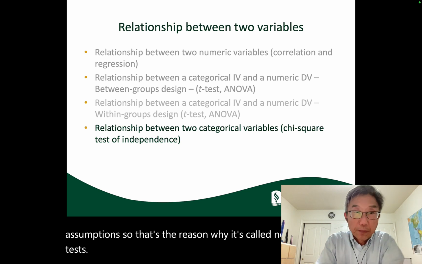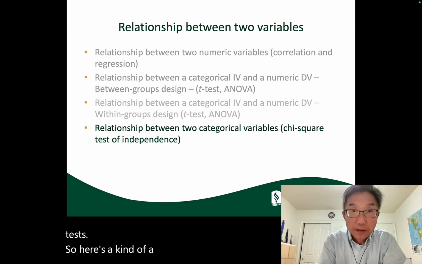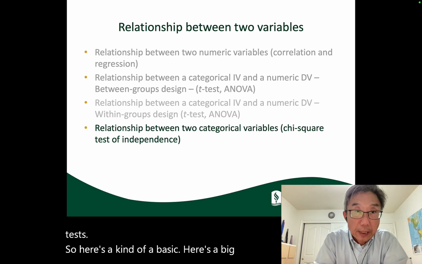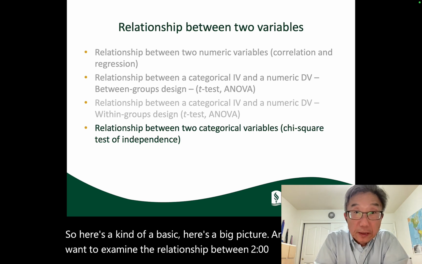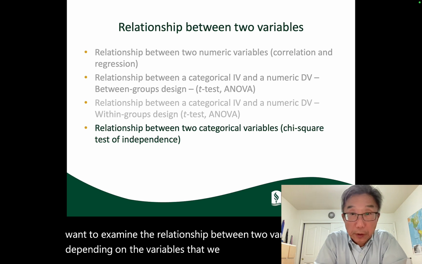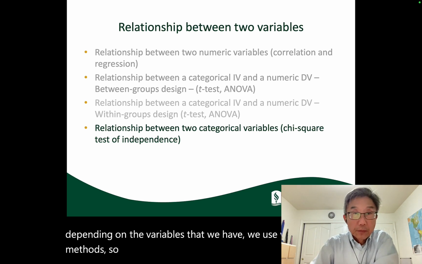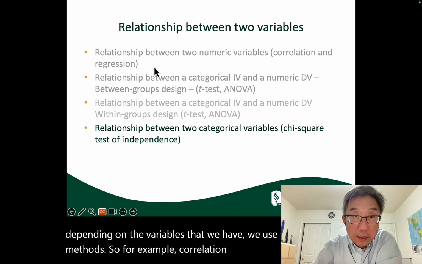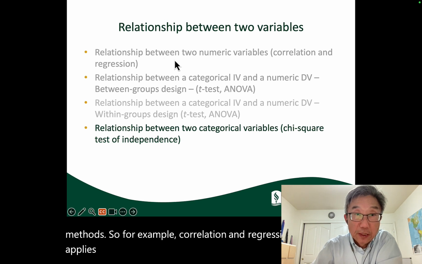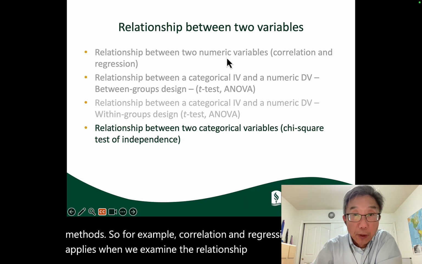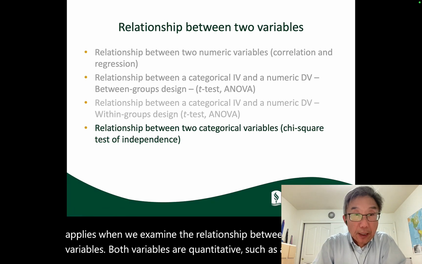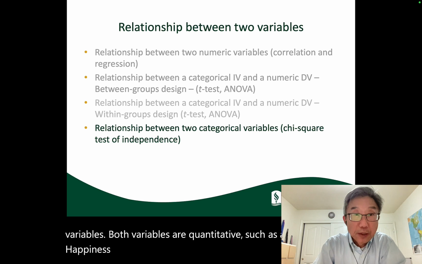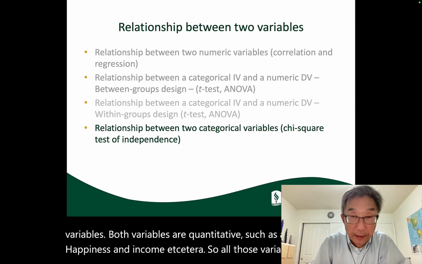So here's a big picture. Let's say we want to examine the relationship between two variables. Depending on the variables that we have, we use very different methods. For example, correlation and regression analysis apply when we examine the relationship between two numeric variables. Both variables are quantitative, such as age and height, happiness and income, etc. All those variables are numeric or quantitative.